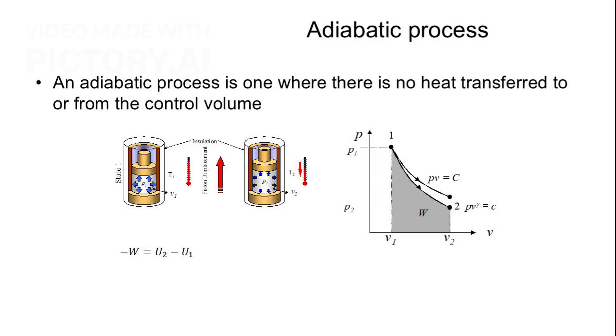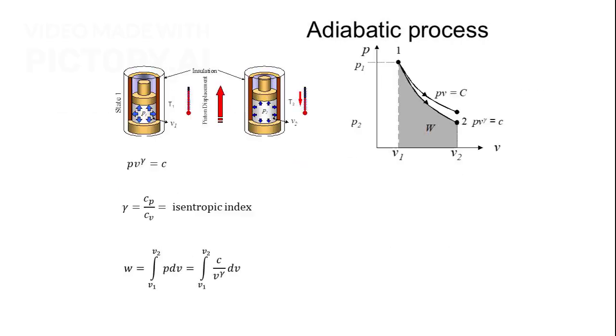An adiabatic process is characterized by no heat transfer to or from the control volume. In this process, the work done is equal to the change in internal energy, as the system is insulated from external heat exchange. In an adiabatic process, the relationship between pressure and volume follows the equation PV^γ = constant, where gamma is the isentropic index. This equation helps us calculate work done without heat transfer.